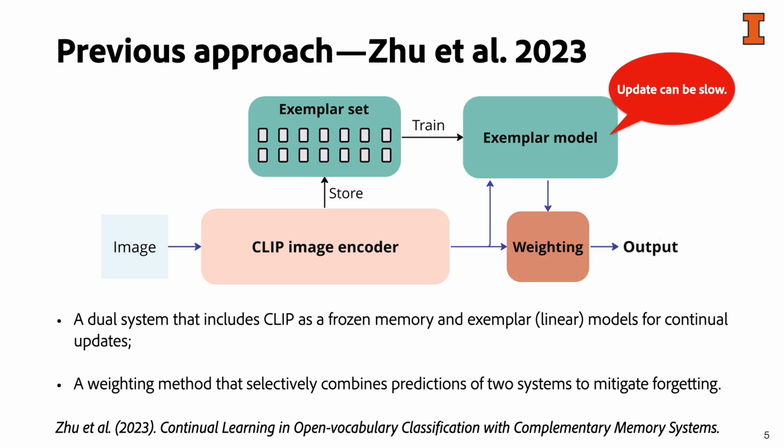While effective, the exemplar model has O(log N) update complexity and relies solely on CLIP's confidence for weighting. We aim for O(1) complexity and a more balanced weighting method. Let's explore our solution to these challenges.